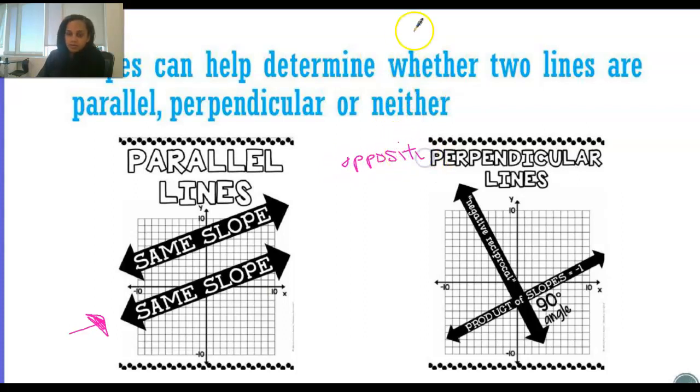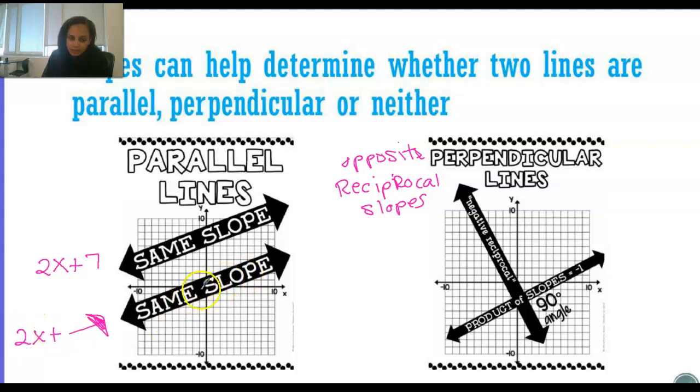Opposite reciprocal slopes. All right, so if these two lines are parallel, and I'm just kind of estimating here because I can't really tell what they are, let's just say that this one is 2x plus 7. Then I can assume that this one has the same slope, 2x plus, it would just have a different intercept. I'm going to say that that is 1. It could be 0, not 100% sure.